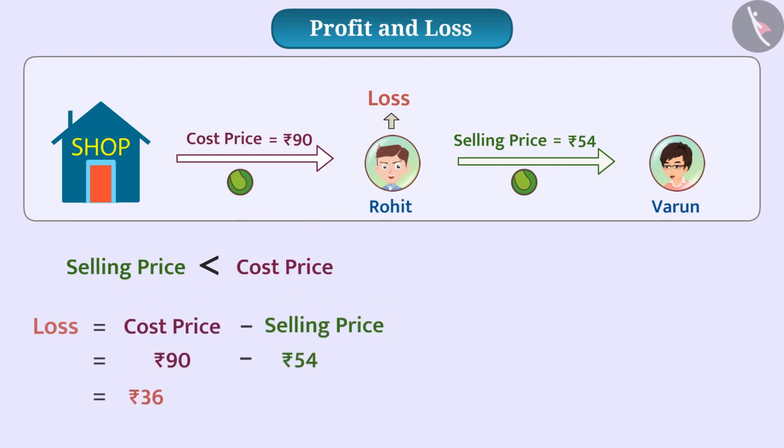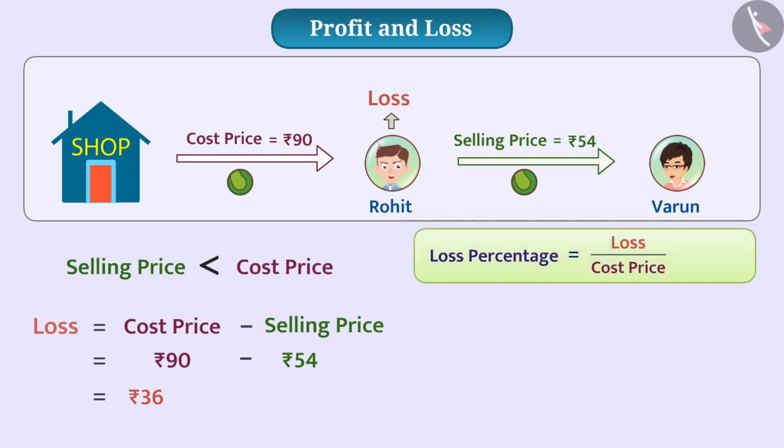Now imagine how we can get the loss percentage. Think. Like profit, loss is also obtained on the cost price. So again, we consider cost price as the base. With this understanding, we write the formula for loss percentage as loss percentage is equal to loss divided by cost price multiplied by 100%.